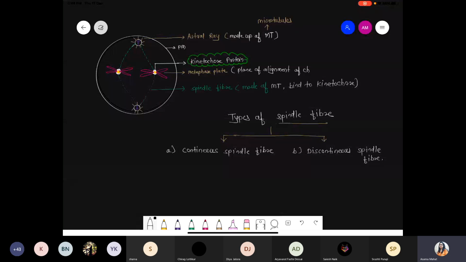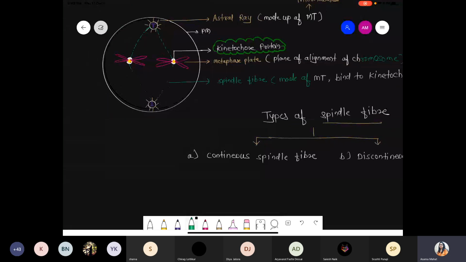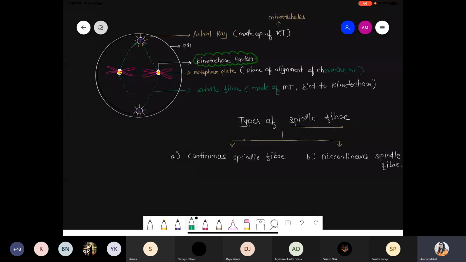Okay. Now next, during this condition, obviously there is a formation of the metaphase plate. All chromosomes align at the center. That's why we call it the metaphase plate, the plane of alignment of chromosomes. And from this point of view, we discuss the presence of the spindle fiber. Spindle fibers are made up of microtubules, and they originate from the centriole region and bind to the kinetochore. Got it?